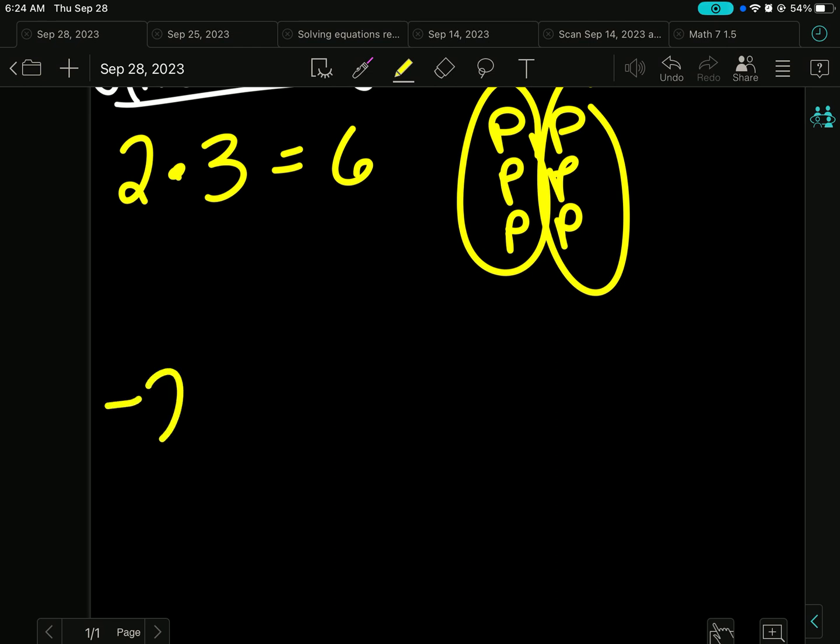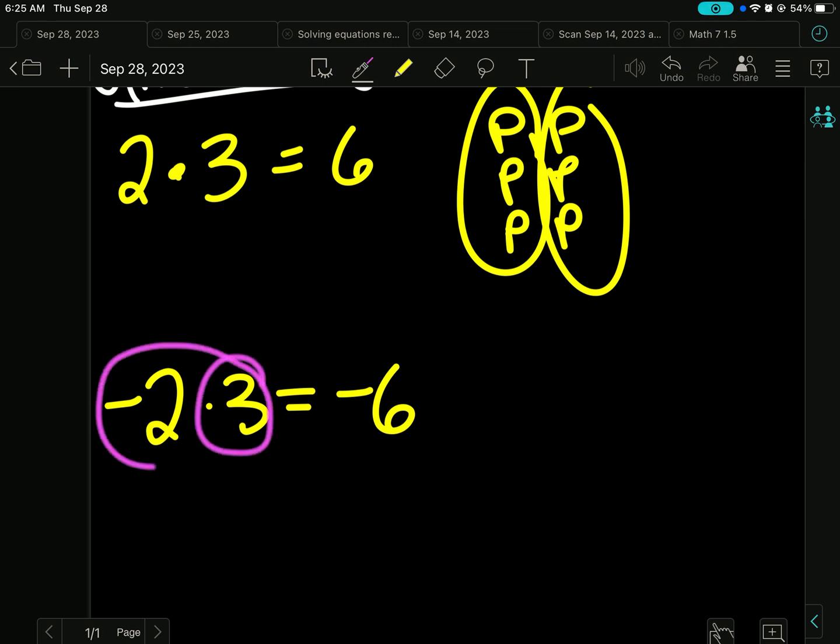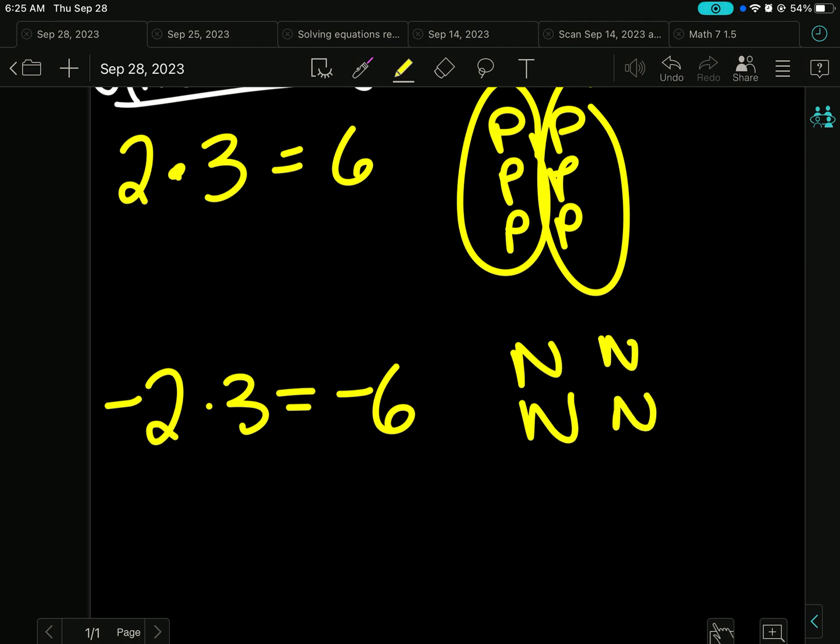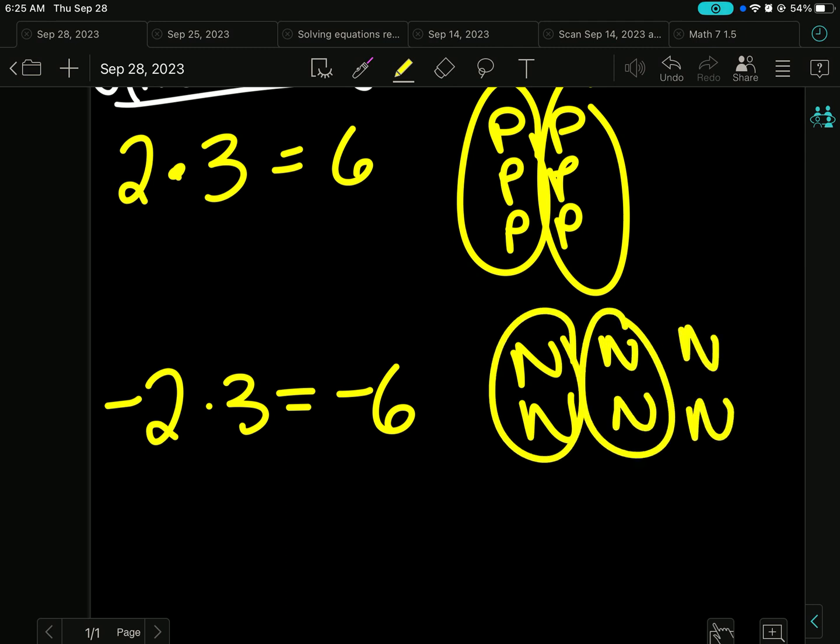Let's say we have negative 2 times 3. Well, we actually do this the same. We say, okay, we have 2 times 3, which is 6. And then a negative times a positive is negative. Okay? And this works because we could say we have 3 groups of negative 2. So we would have n, and an n, and an n for our negatives. So we have 3 groups of 2 n's, which means we have 6 negatives.